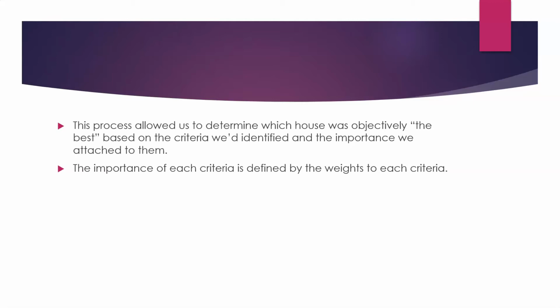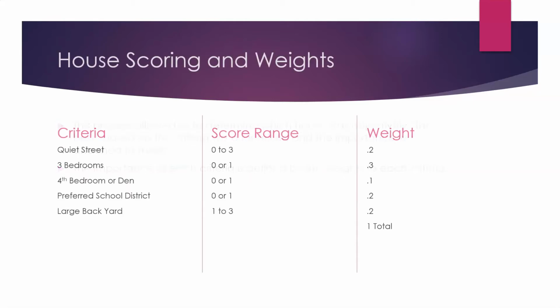The importance of each criteria is defined by the weights that we attach to each criteria. So here's an example for our house shopping. The quiet street could be scored from 0 to 3. A score of 0 meant that it's actually a bit of a busy street, but a 3 is super quiet. And the importance of that was maybe 0.2. 3 bedrooms, it was either a yes or no. So it's a 0 if it didn't have 3 bedrooms, and it's a 1 if it did. And that was very important, so we gave that a weight of 0.3.